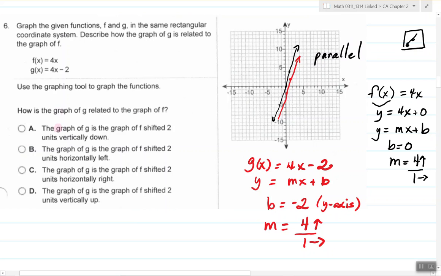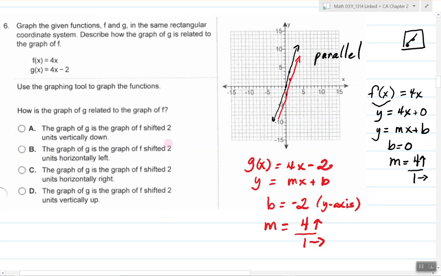So it says here, how is the graph of G related to the graph of F? The graph of G is shifted 2 units vertically down. Let's see. The y-intercept was 0. This y-intercept is negative 2. This point is 1, 4. This one is 1, 2.